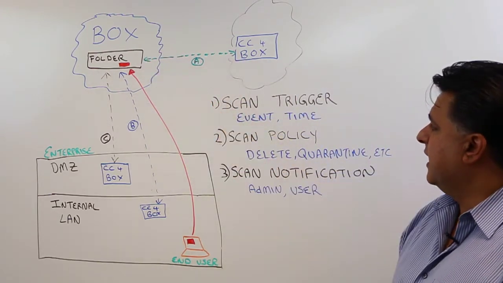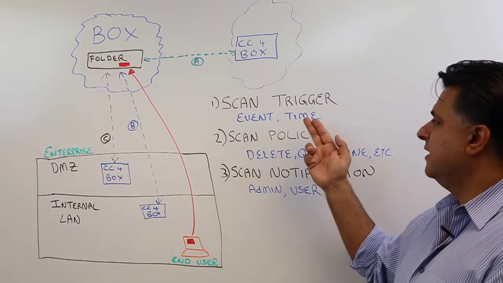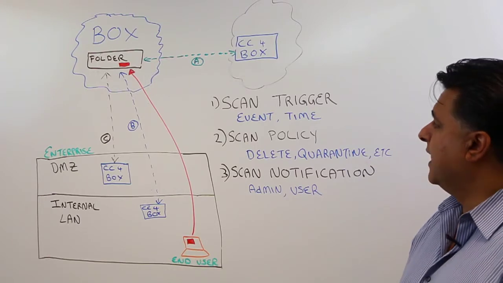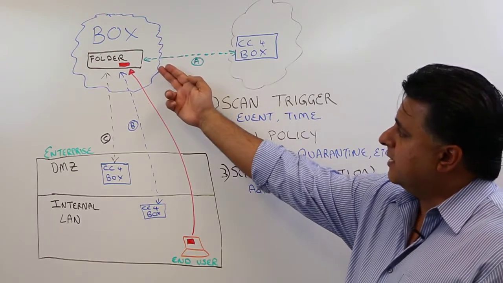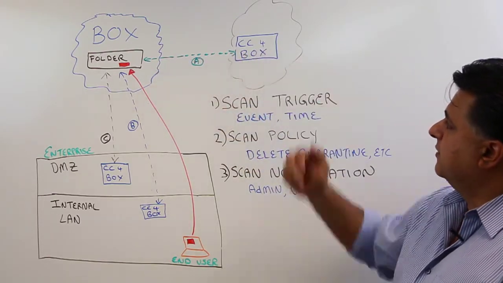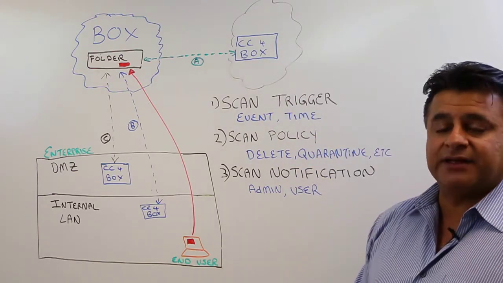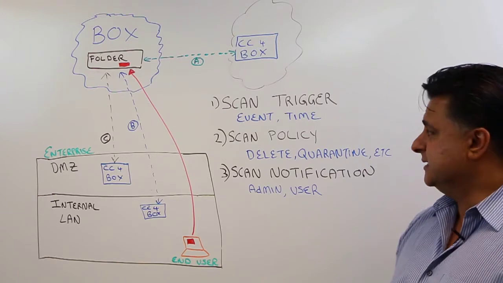So the first step that we introduced is that when a file is uploaded to the Box cloud application, it initiates a scan trigger. This could be event-based, it could be time-based, again based upon the corporate policy for that trigger. That customer then had that file transferred to another hosted cloud where our CipherCloud for Box application was resident.